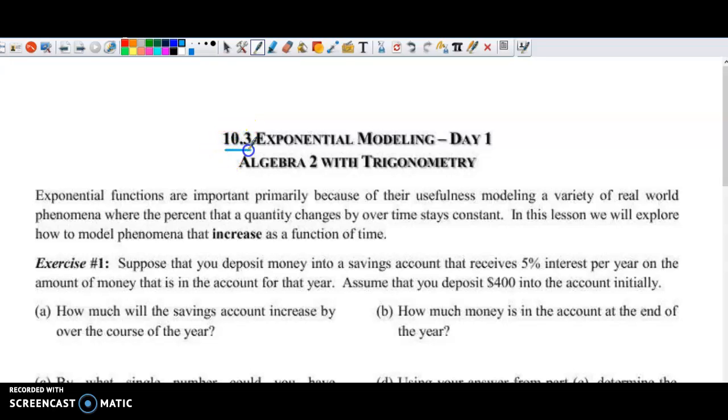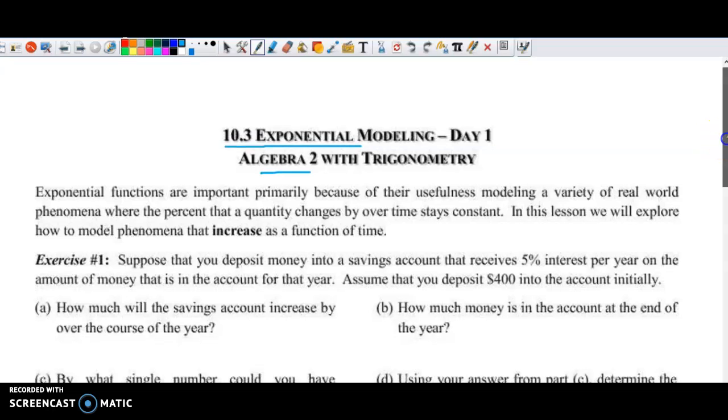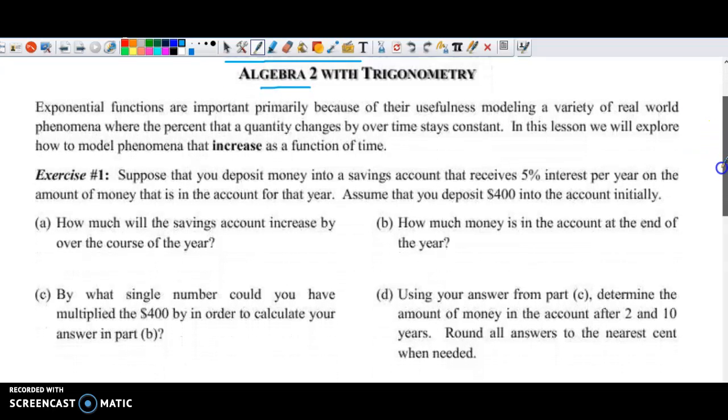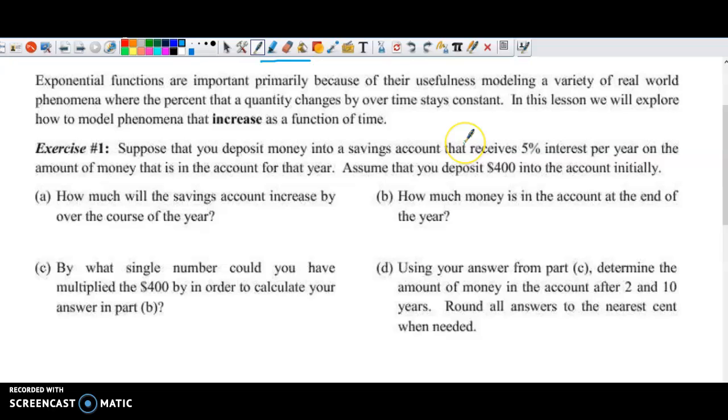We're going to work with some word problems here with Algebra 2, and it's all with exponents. So when we look at this type of problem, what we're going to do is have a savings account that receives 5% interest per year, and we're going to deposit $400 into this account at the beginning.